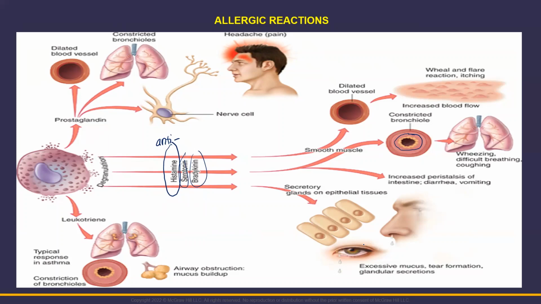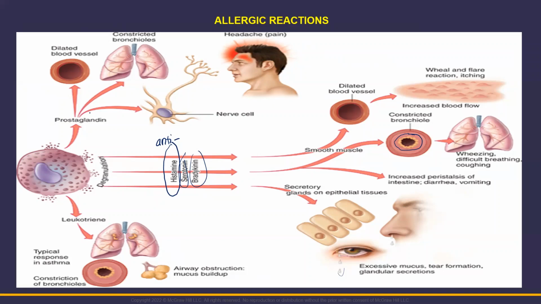And when it goes to the secretion cells, like the lacrimal glands in the eyes, it dilates the blood vessels that go to this area and causes the eyes to produce more tears. And this tear fluid will also go to the nose, causing people to have a runny nose. So these are some actions of histamine, serotonin, and bradykinin.